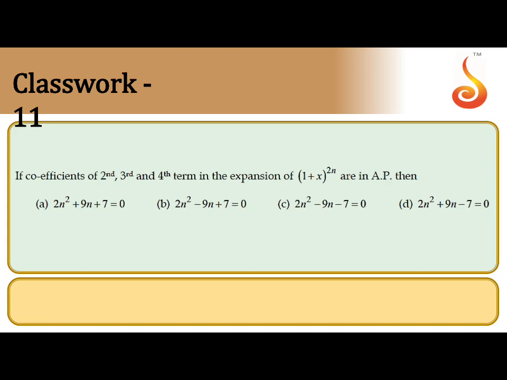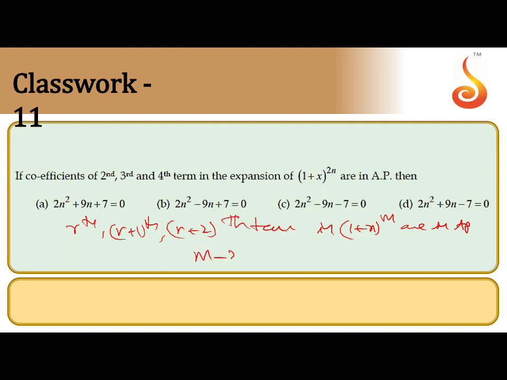Next, the coefficients of the second, third, and fourth terms in the expansion of (1 + x) whole power 2n are in AP. Which condition is required? We have one formula. If the coefficients of the rth, (r+1)th, and (r+2)th terms in (1 + x) whole power m are in AP, then the condition is (m - 2r) whole square equals m + 2.